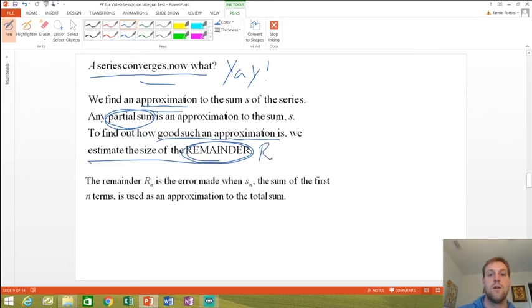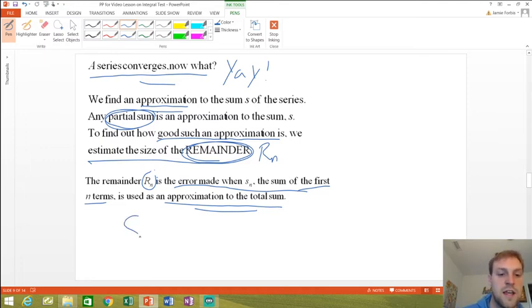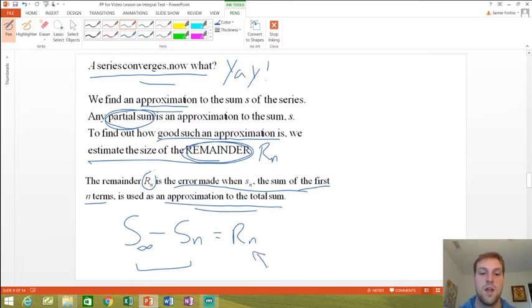Okay, that was our R of n that we talked about. So the remainder R of n is the error made when S of n, the sum of the first n terms, is used as an approximation of the total. That's like saying S, my infinite sum, minus the partial sum. That difference is what's left over. That's my remainder. That's another way of saying error. What's the error in my approximation? Well, it's just whatever's left over.